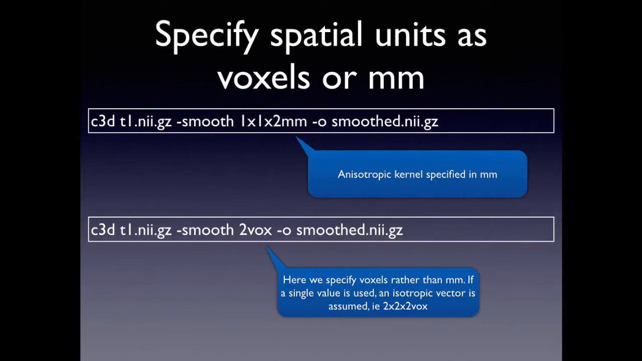Okay, so that's intensity units. Spatial units can be specified in 3D, either as millimeters or voxels. So in the example on the top here, we are smoothing with a kernel of 1 by 1 by 2 millimeters. And then we saw in the first exercise where we resampled the image, we specified in 3D, 1.5 millimeters. As shorthand, if you want to do something isotropic, you can say, like in the bottom example, 2 voxels.